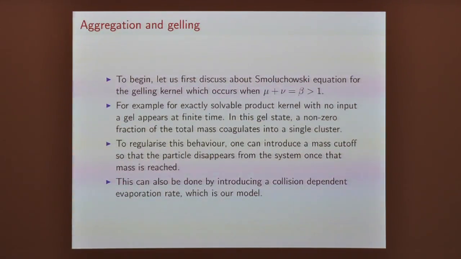If that is greater than 1, then we know that we have a gelling kernel. So for example, the exactly solvable product kernel, for which mu and nu are both 1, there you find a gel at finite time. In this gel state, a non-zero fraction of the total mass coagulates into a single cluster.